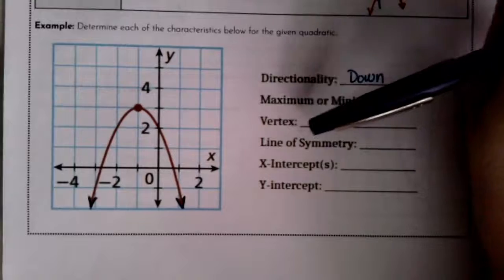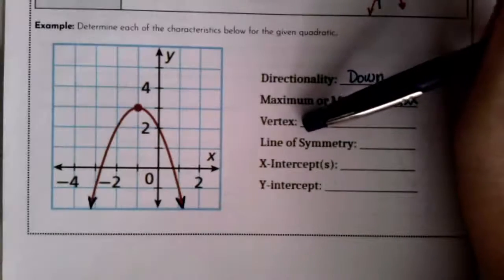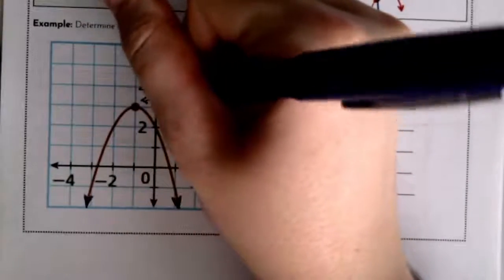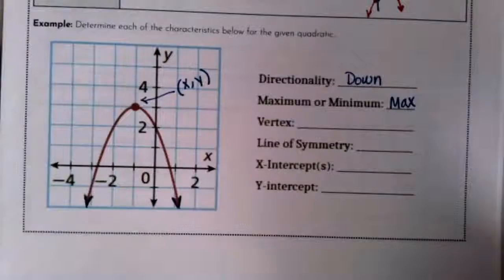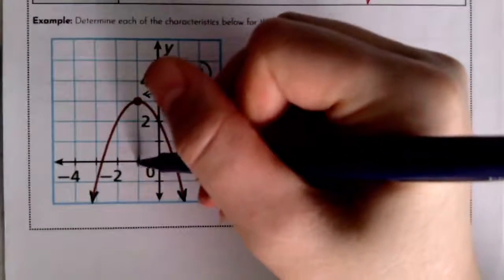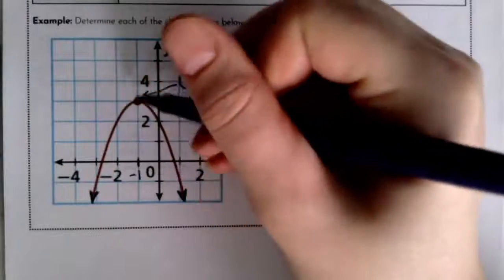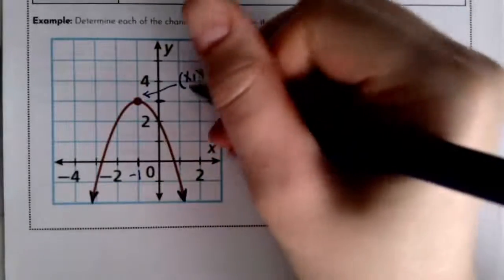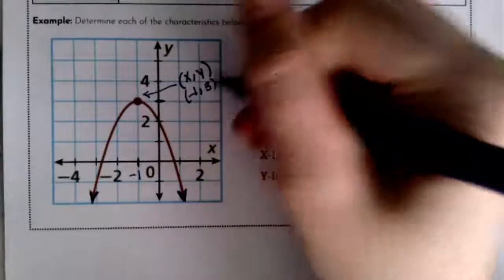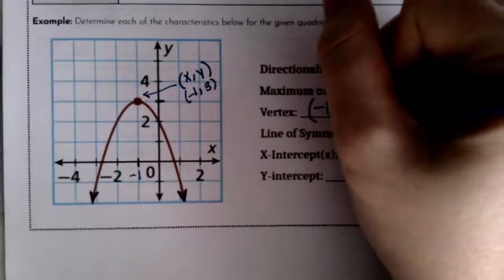Now we need to actually identify the vertex, like what are the coordinate points that point to that vertex. So I need to look at what this is. And remember, points are x, comma, y values. And so I want to look to see that the x value for this is -1. And the y value is 3. So my vertex is at -1, comma 3.